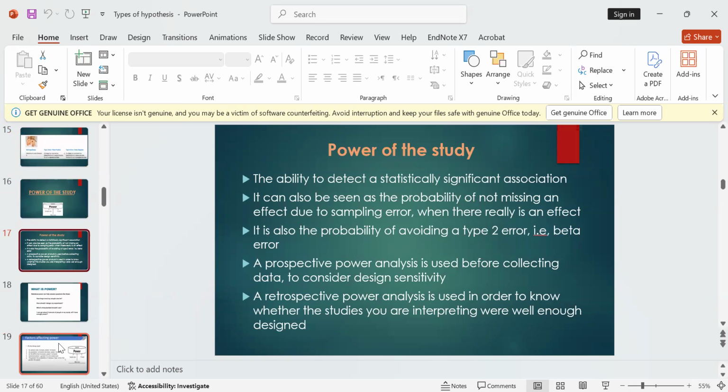A prospective power analysis is used before collecting data to consider the design sensitivity. A retrospective power analysis is used in order to know whether the studies you are interpreting were well enough designed.